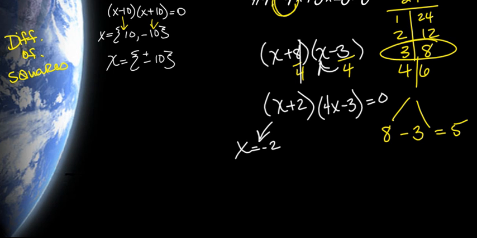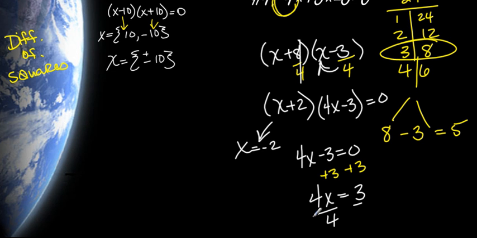That's from this one. Now, if we have a 4x minus 3 equals 0, and we add 3 to both sides, we end up with 4x equals 3. Divide by 4, and you end up with x equals 3/4.